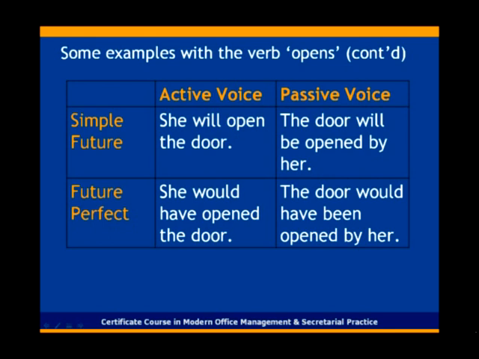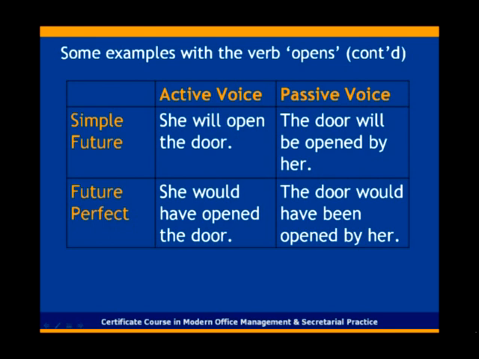She will open the door is in the active voice. It is in the simple future tense. Let us now see how this changes in the passive voice. The door will be opened by her.